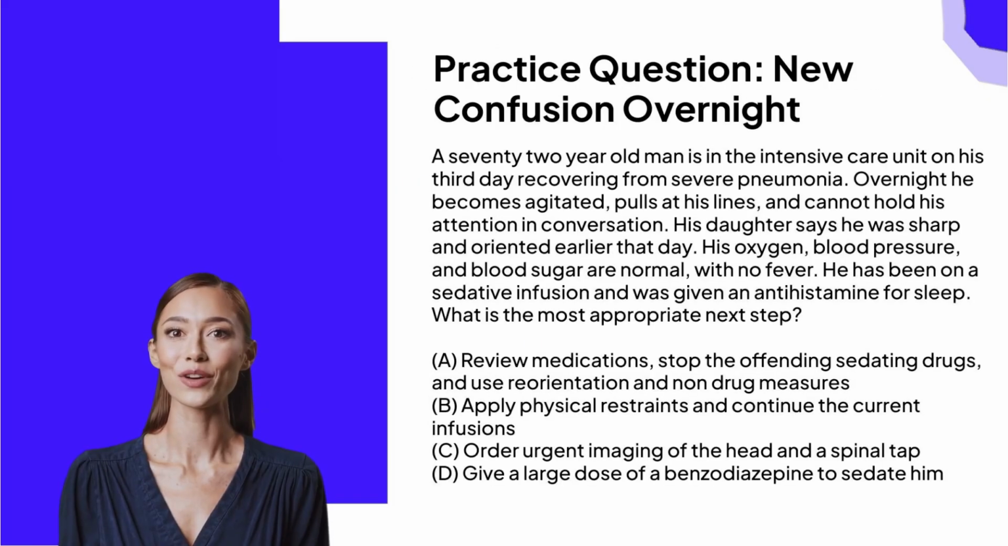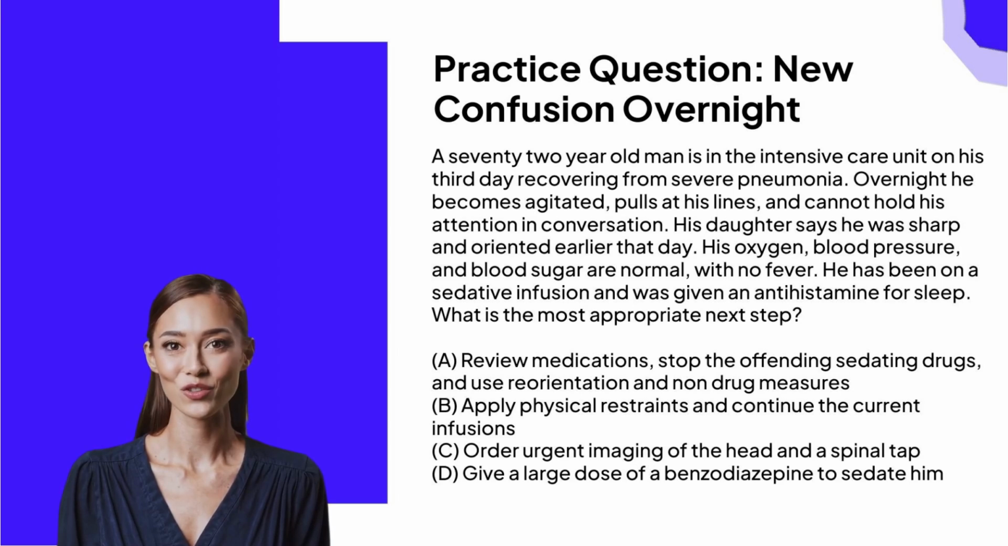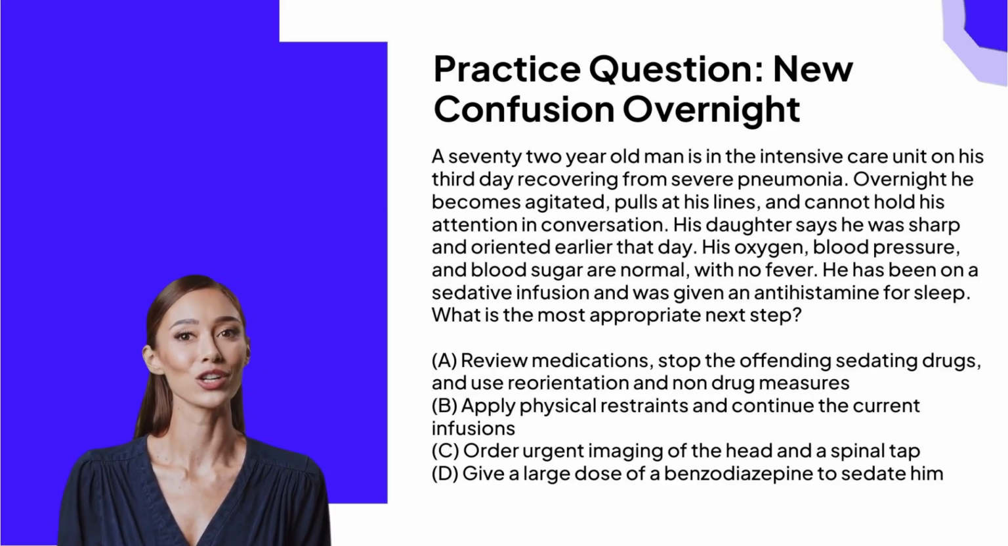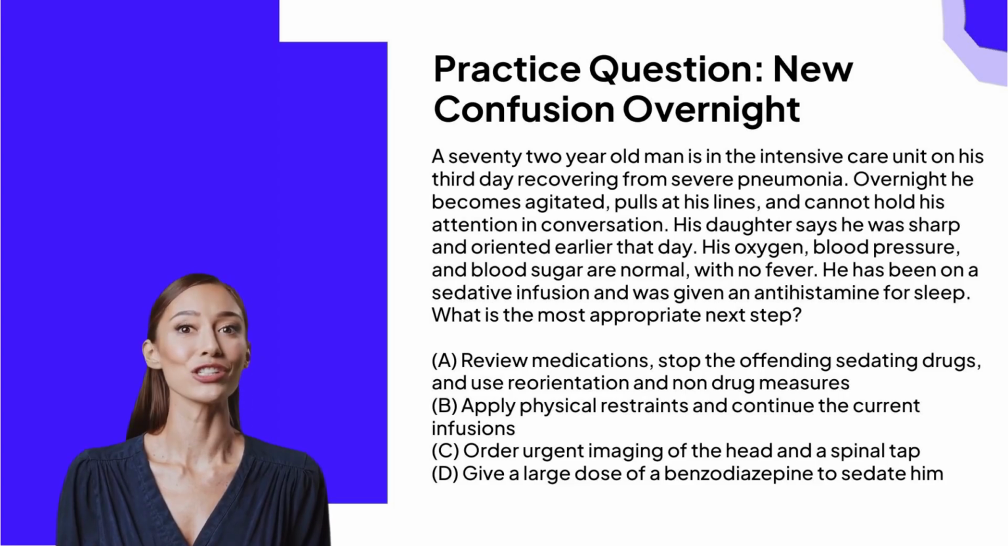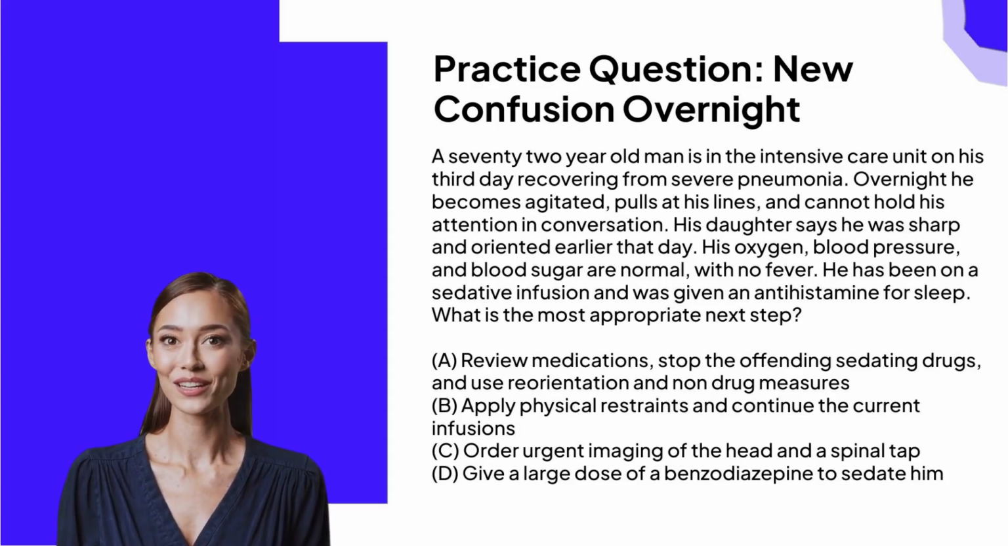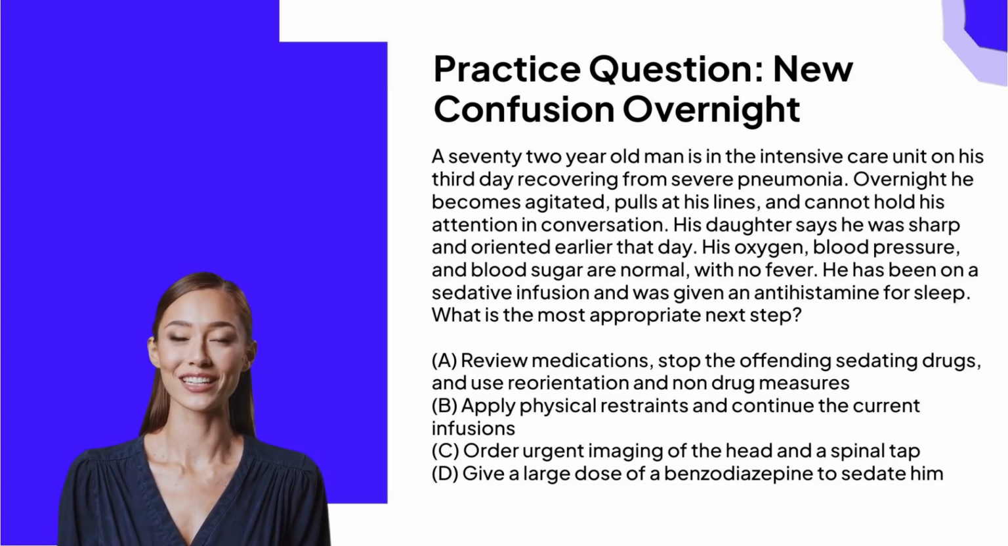Here is our delirium practice question. A 72-year-old man is in the intensive care unit on his 3rd day of recovery from severe pneumonia. Overnight, he becomes agitated, pulls at his lines, and cannot hold his attention through a simple conversation. His daughter says he was sharp and oriented earlier in the day. His oxygen level, blood pressure, and blood sugar are normal, and there is no fever. He has been receiving a sedative infusion and was given an antihistamine for sleep. The question asks for the most appropriate next step.